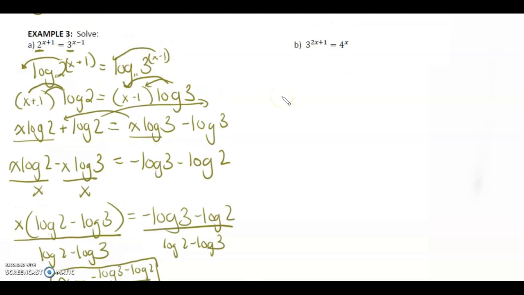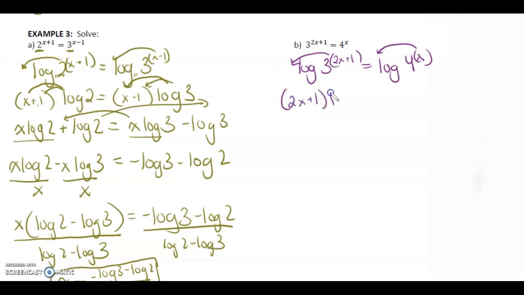Okay, so 3 to the 2x plus 1 equals 4 to the x. The bases 3 and 4 we can't write as the same, so let's go ahead and log both sides. We get log 3 to the 2x plus 1 equals log 4 to the x. Let's use the power rule to bring down the 2x plus 1 and bring down the x. Now it looks like (2x plus 1) log 3 equals x log 4.